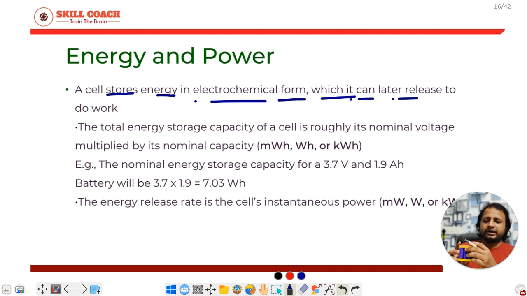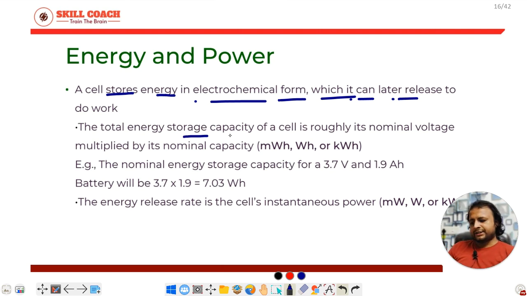Suppose it is taking the charge, but it cannot deliver it when needed, so that means it will be useless. Why would we store the charge here? It will not act as a battery. So releasing the energy or releasing the charge for a certain work is very much important.